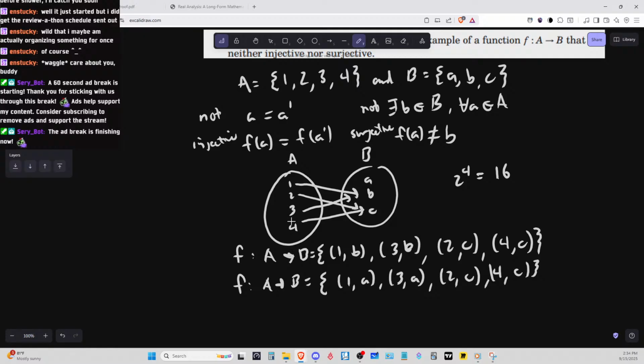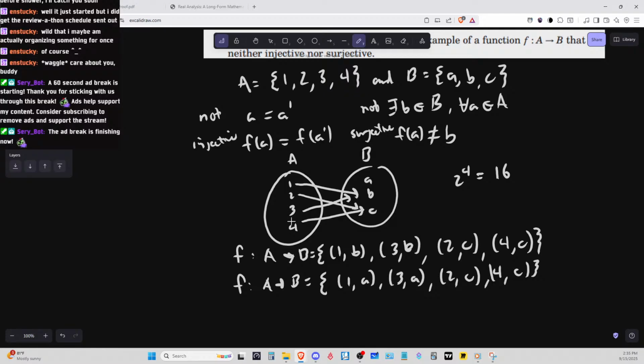Now, when I think about it, I'm trying to think about whether those 16 functions that we have in here would actually not be surjective or injective? Because that's a lot when I think about it.